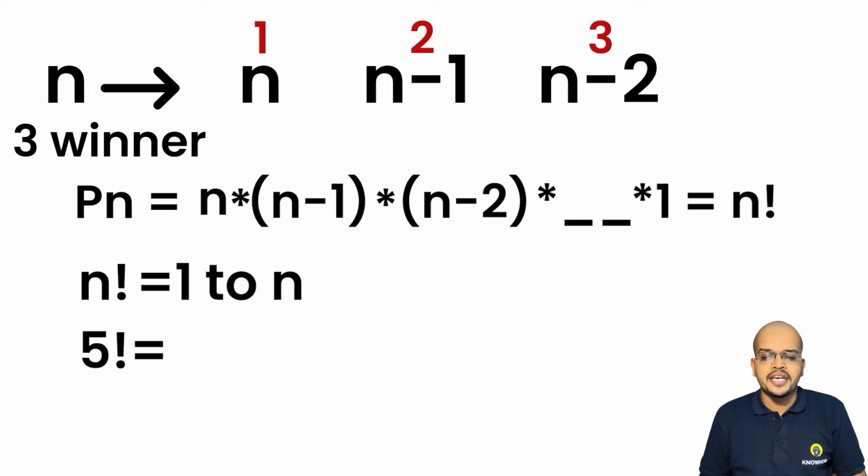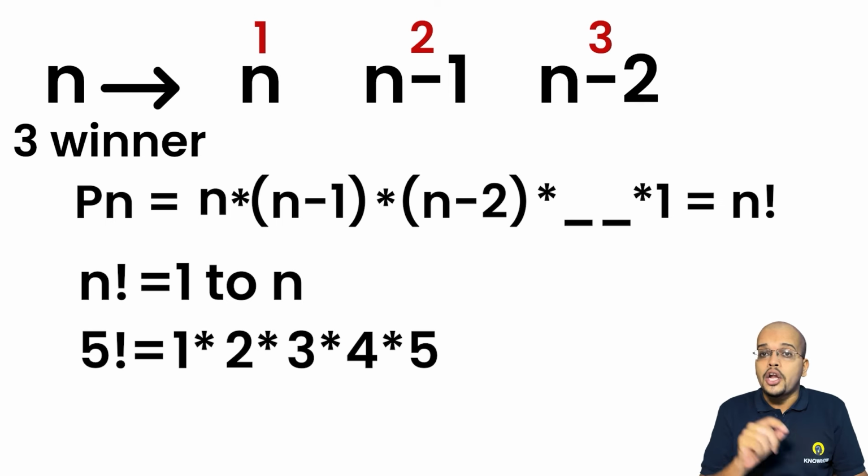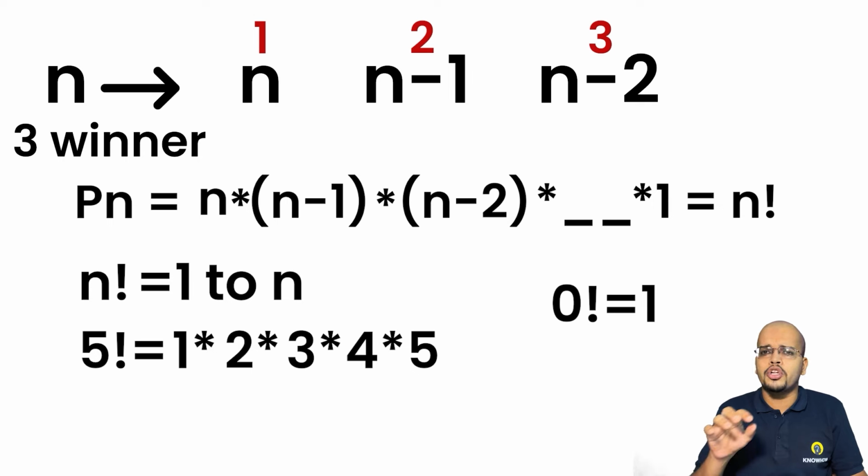If I give you a simple example of 5 factorial, let us consider n is 5. So what is 5 factorial? 1 to 5, right? So 1 into 2 into 3 into 4 into 5. This is my 5 factorial. If I want to represent 5 factorial, I can write it in this way. And always remember, 0 factorial will be 1. Something to the power of 0 will be 1. In the same way, 0 factorial is 1.